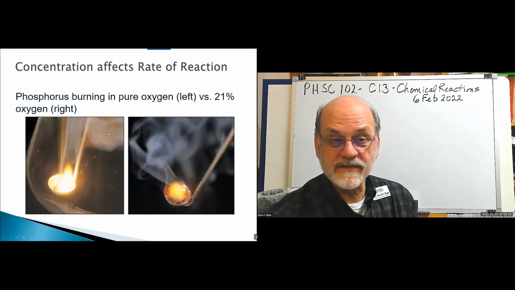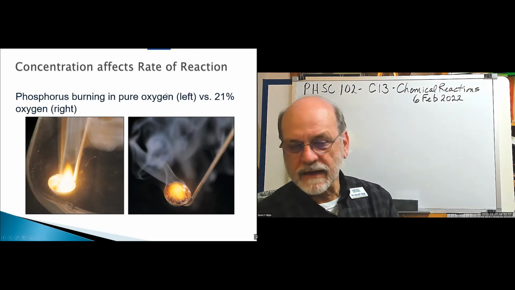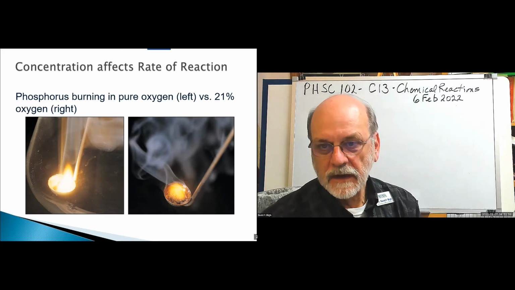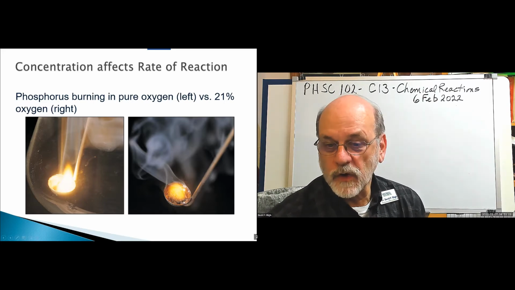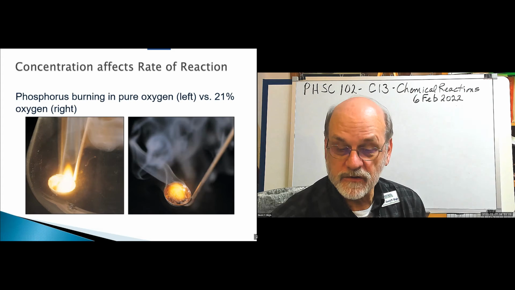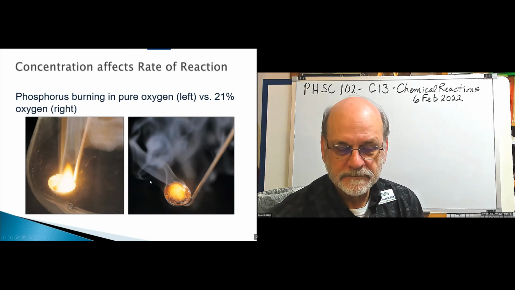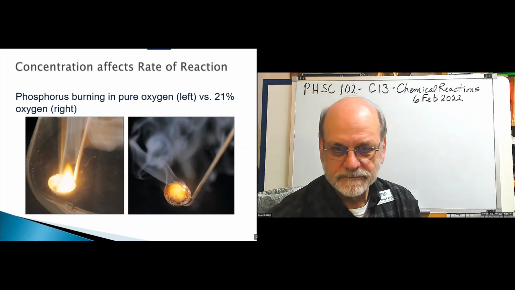Here's an example: phosphorus burning. We burn phosphorus, which is like lighting a match. On the right, we've got 21% oxygen, atmospheric, and on the left we have pure oxygen, which is a much more vigorous reaction. And it's based purely upon concentration of the reactants.